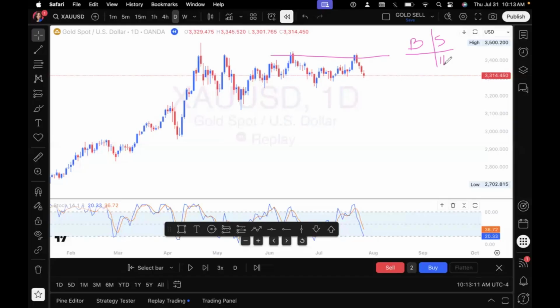Now, the third question I ask myself is, has there been a break of structure? And if there is a break of structure, was it to the upside or was it to the downside? Now, a break of structure is exactly what it sounds like. Sometimes the market will go up and hit an area of resistance, and then it will come back down to a previous area of support.